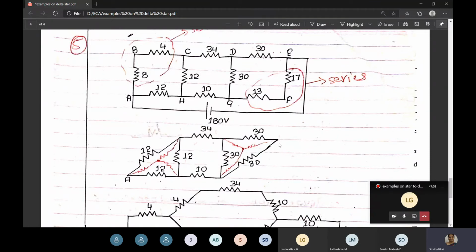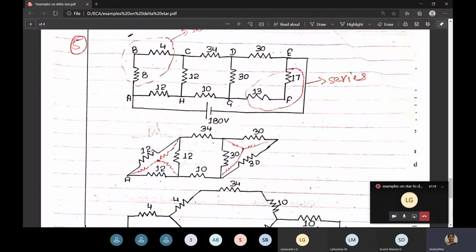We can just pull this 30 down. If you write this 30 like this also, it looks like delta only. We have just put the 30 at the corner. So the rough figure of star is shown here. In red ink I have shown this star.